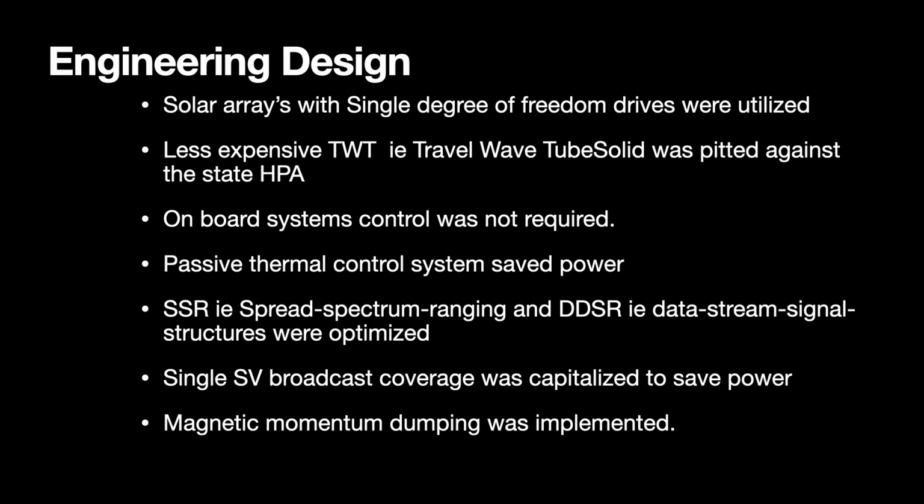Single space vehicle broadcast coverage was capitalized on by constructing the L2 array antenna, which was helix phased. This not only decreased power consumption, but also, from the SV's line of sight, a more uniform radiation pattern was provided to the entire Earth's surface. Magnetic momentum dumping of the ACS, that is the active control system reaction wheels, to ensure long spacecraft orbital life was also implemented.